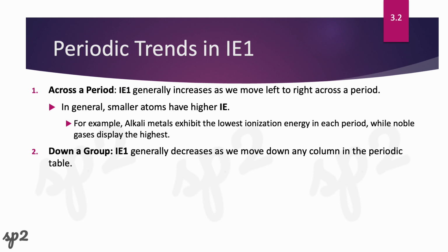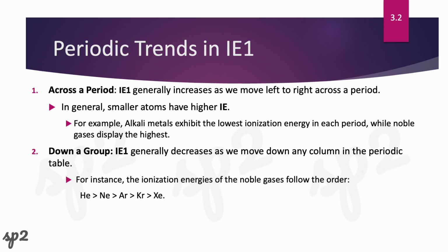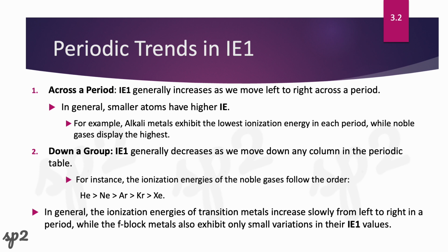Now, if you're moving down a group, the IE1 generally decreases, right? For instance, if you look at the ionization energies for the noble gases, helium is going to have the highest one. As you go down, we are getting larger, and therefore the removal of the electron needs less energy, right? So xenon is going to have the lowest ionization energy.